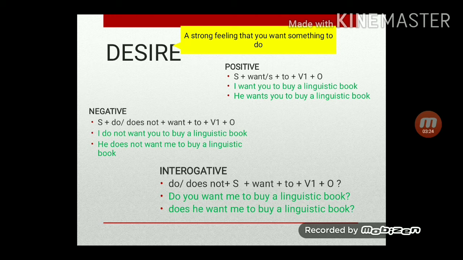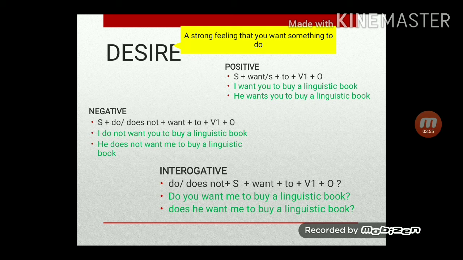Next is the negative. I don't want you to buy a linguistic book. He doesn't want me to buy a linguistic book. Last is interrogative. Do you want me to buy a linguistic book? And the last, does he want me to buy a linguistic book?